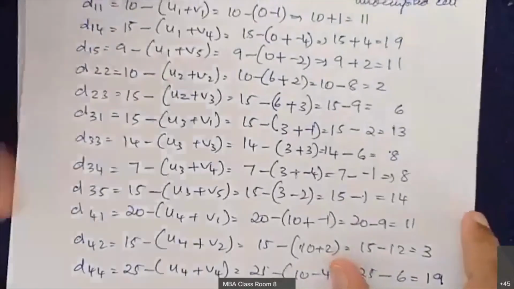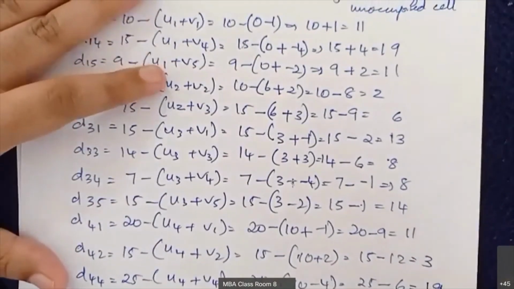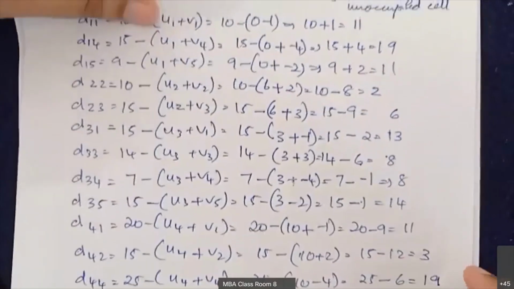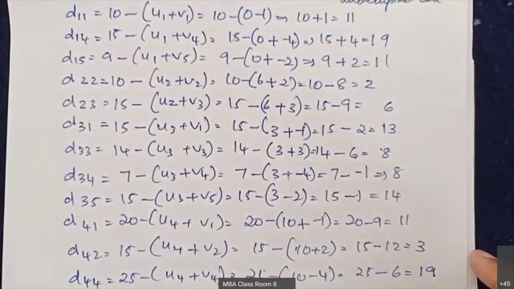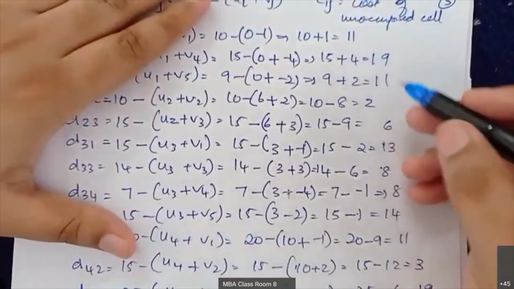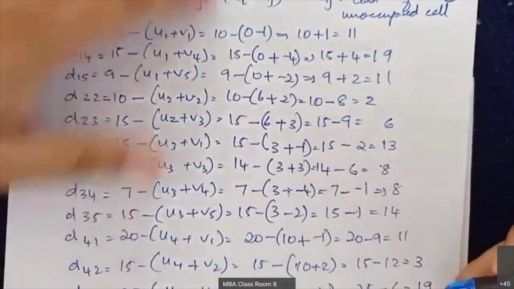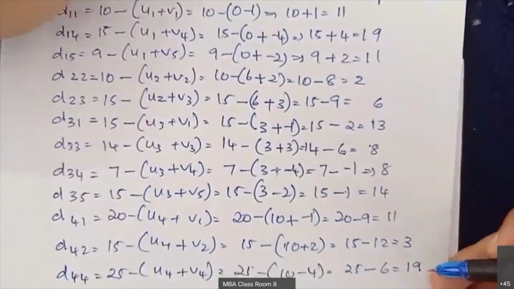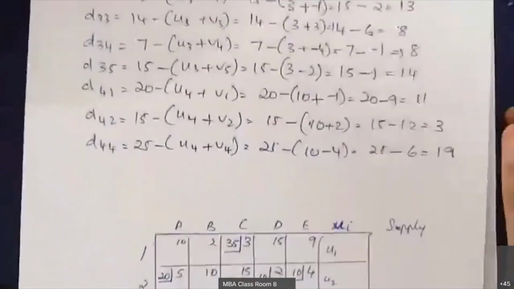We have checked the opportunity cost of all the unoccupied cells here. Now tell me, is this an optimal or a non-optimal solution? Optimality is if all Dij are greater than or equal to 0, we will get an optimal solution. In this case, is it all greater than or equal to 0? Here it is 11, 19, 11, 2, 6, 13, 8, 8, 14, 11, 3 and 19. All the values are positive. We don't have any negative values. So we can say that this is an optimal solution.